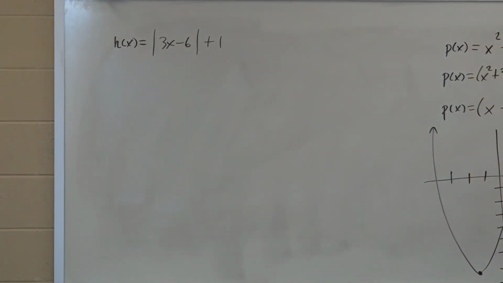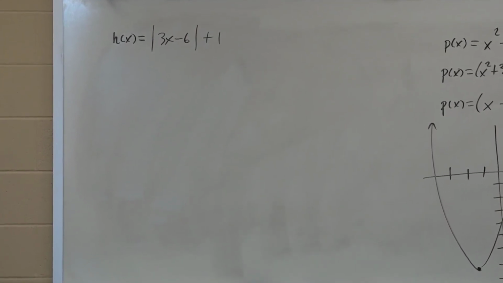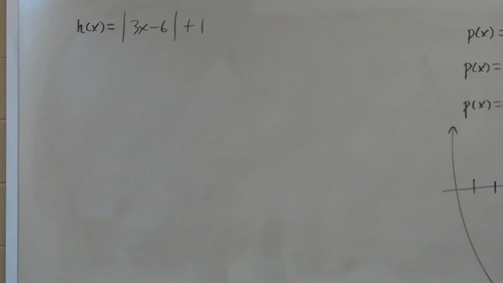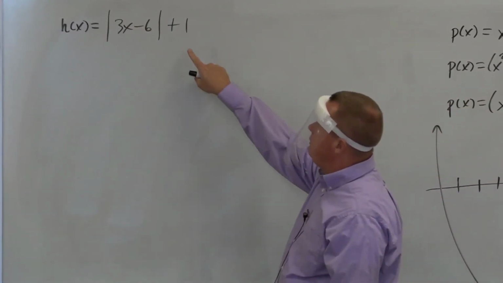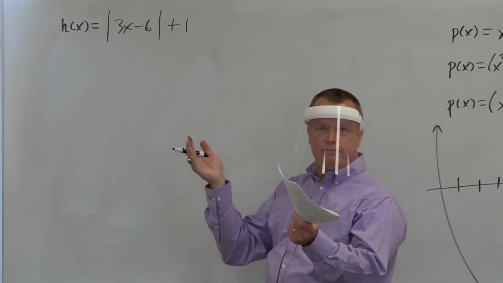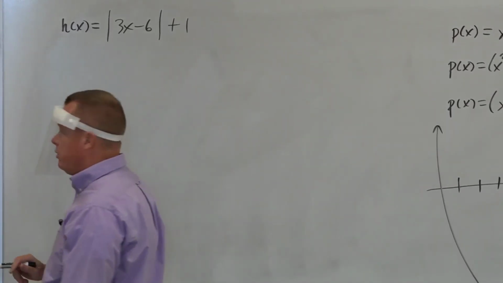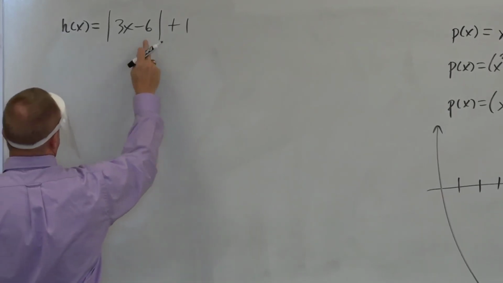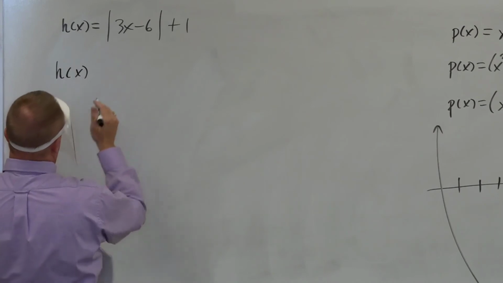You know what the shape of it is going to be anyway? If it's absolute value, it's going to be a V. You know that. We know the plus 1 on the end will shift it up 1 unit. I don't know about the 3x minus 6, but we can work with this a bit. So let's take the 3x minus 6 and factor out a 3.